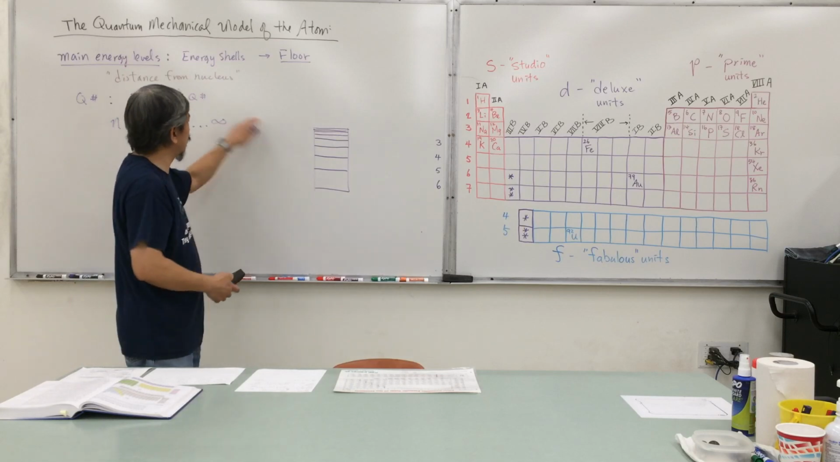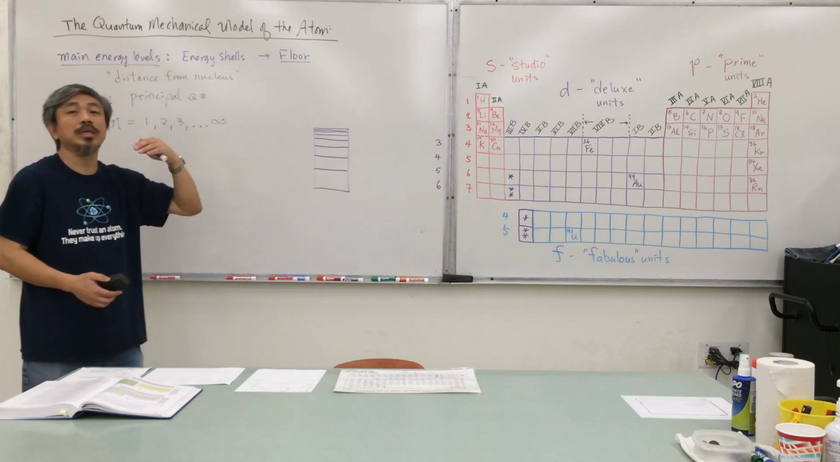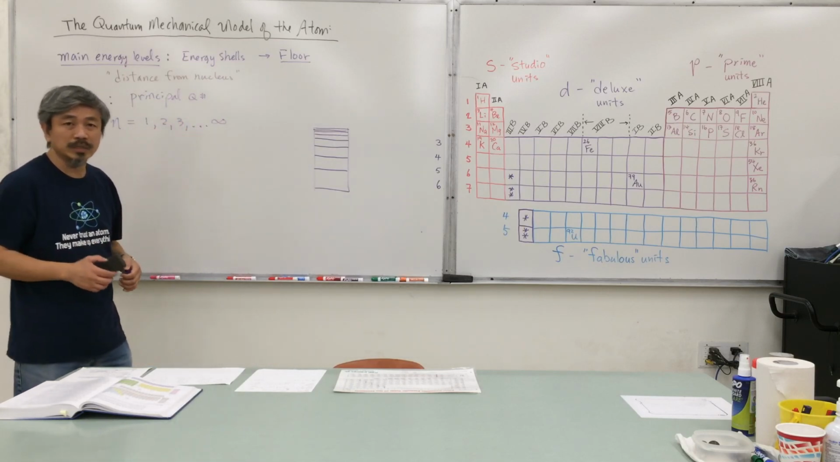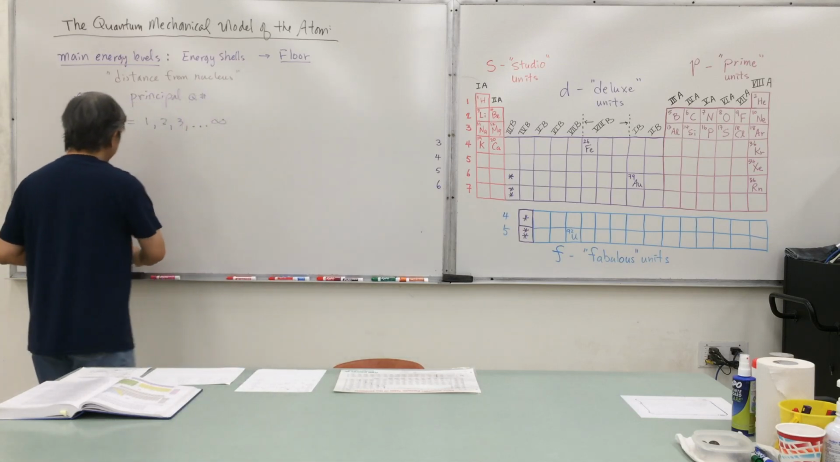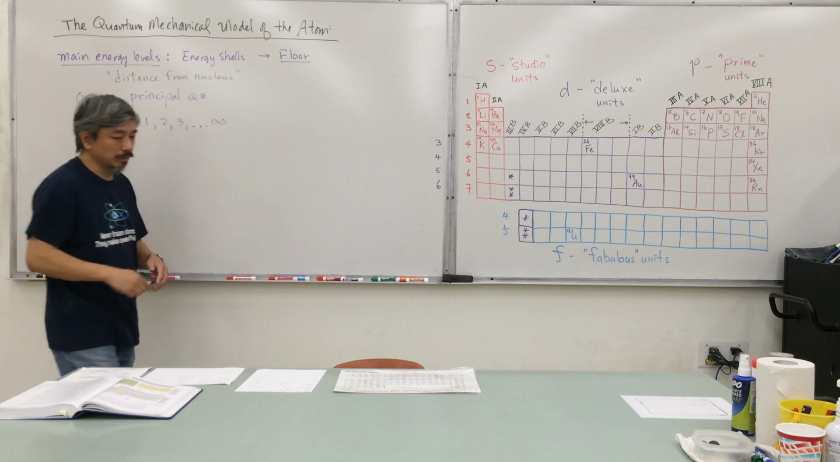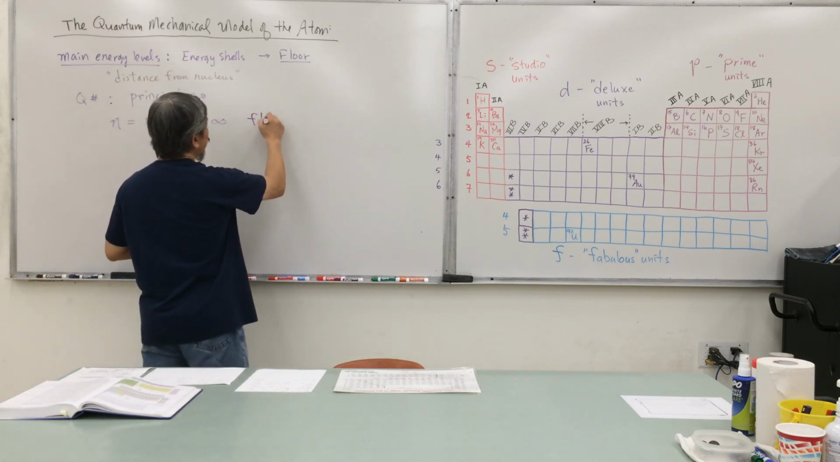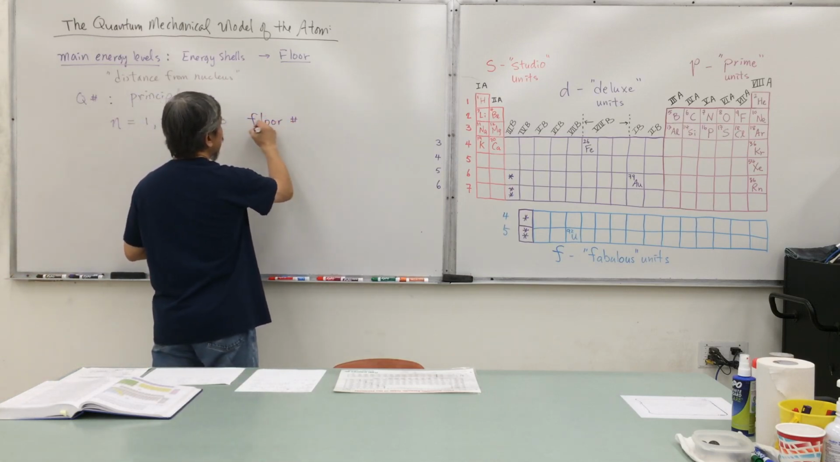As it turns out, we don't have to go to infinity. There's only a certain number that we need in order to accommodate all of the elements that we know on the periodic table. So that's fine. These are the principal quantum numbers. Think of these as your floor numbers.